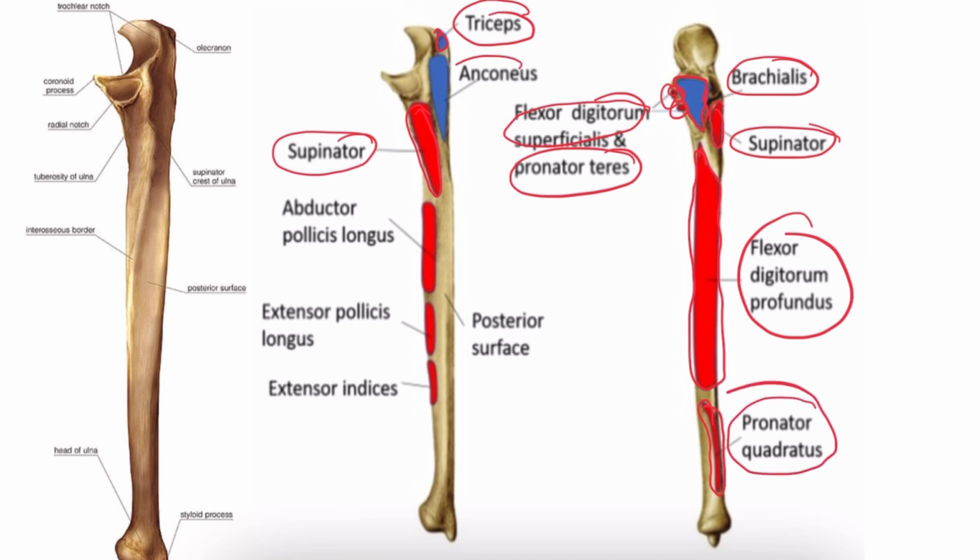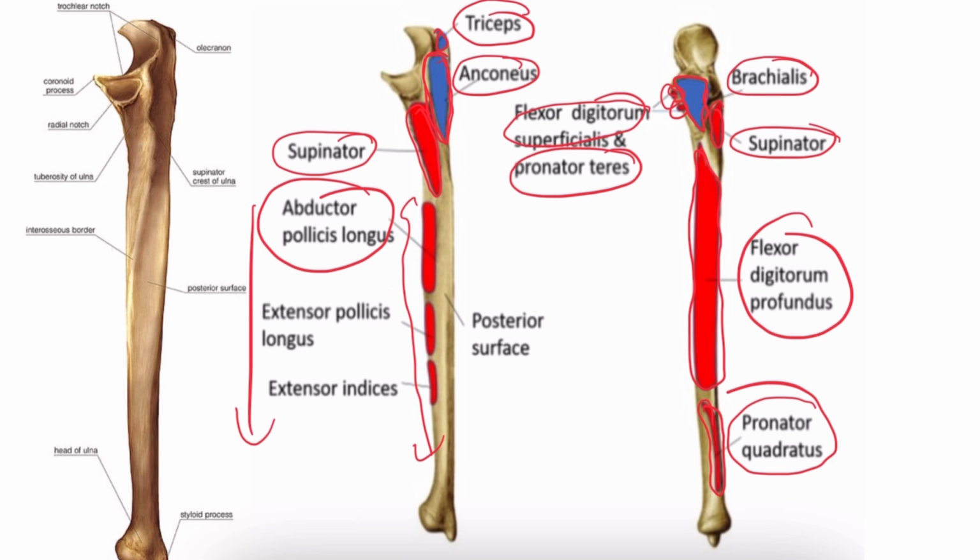The anconeus is inserted into the lateral aspect of the olecranon process and the upper 1/4 of the posterior surface of the shaft. The lateral part of the posterior surface gives origin from above downwards to the abductor pollicis longus, the extensor pollicis longus, and the extensor indicis.